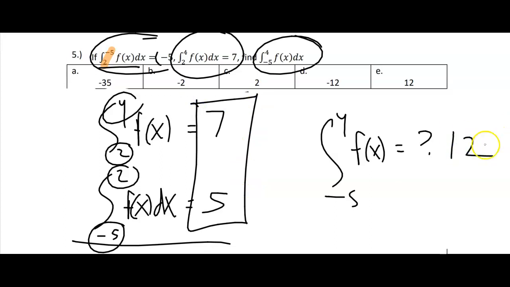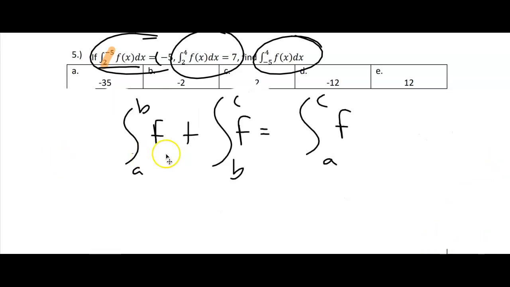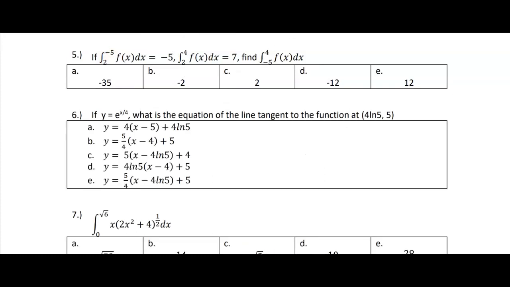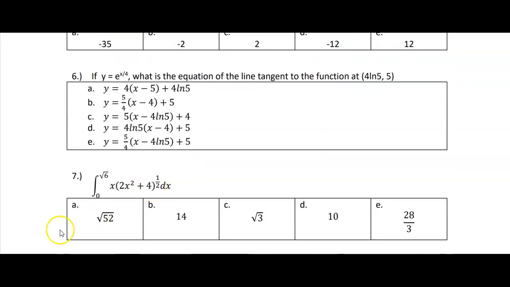Okay, that relates us back to an old property that we learned a little while back that looks something like this. It's just that before we get to use this rule, you have to reverse this one so that the smaller number is on the bottom and the bigger one on the top. And so our answer will be 12 for that. All right, let's go ahead and move along to the next question, number 6.